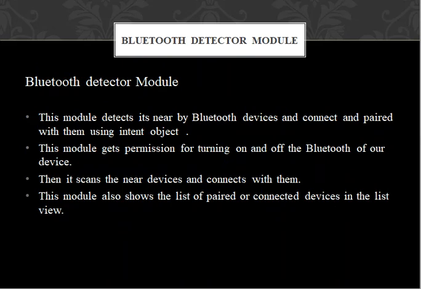In the previous evaluation, we searched about Bluetooth, its protocols and its working. In this, we coded the Bluetooth detector module. This module detects nearby Bluetooth devices and connects and pairs with them using an intent object. This module gets permission for turning the Bluetooth of our device on and off. Then it scans the nearby devices and connects with them. This module also shows the list of paired or connected devices in a list view.